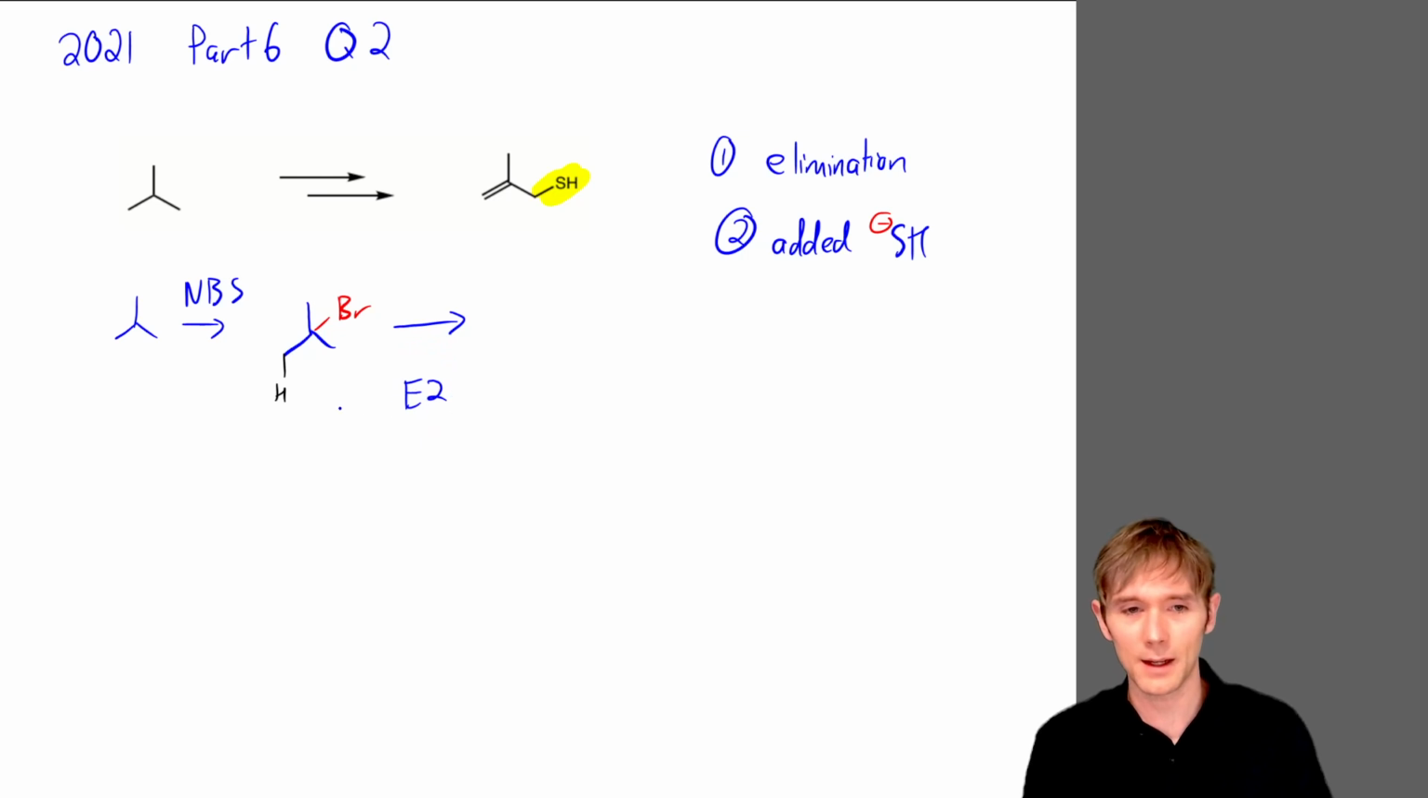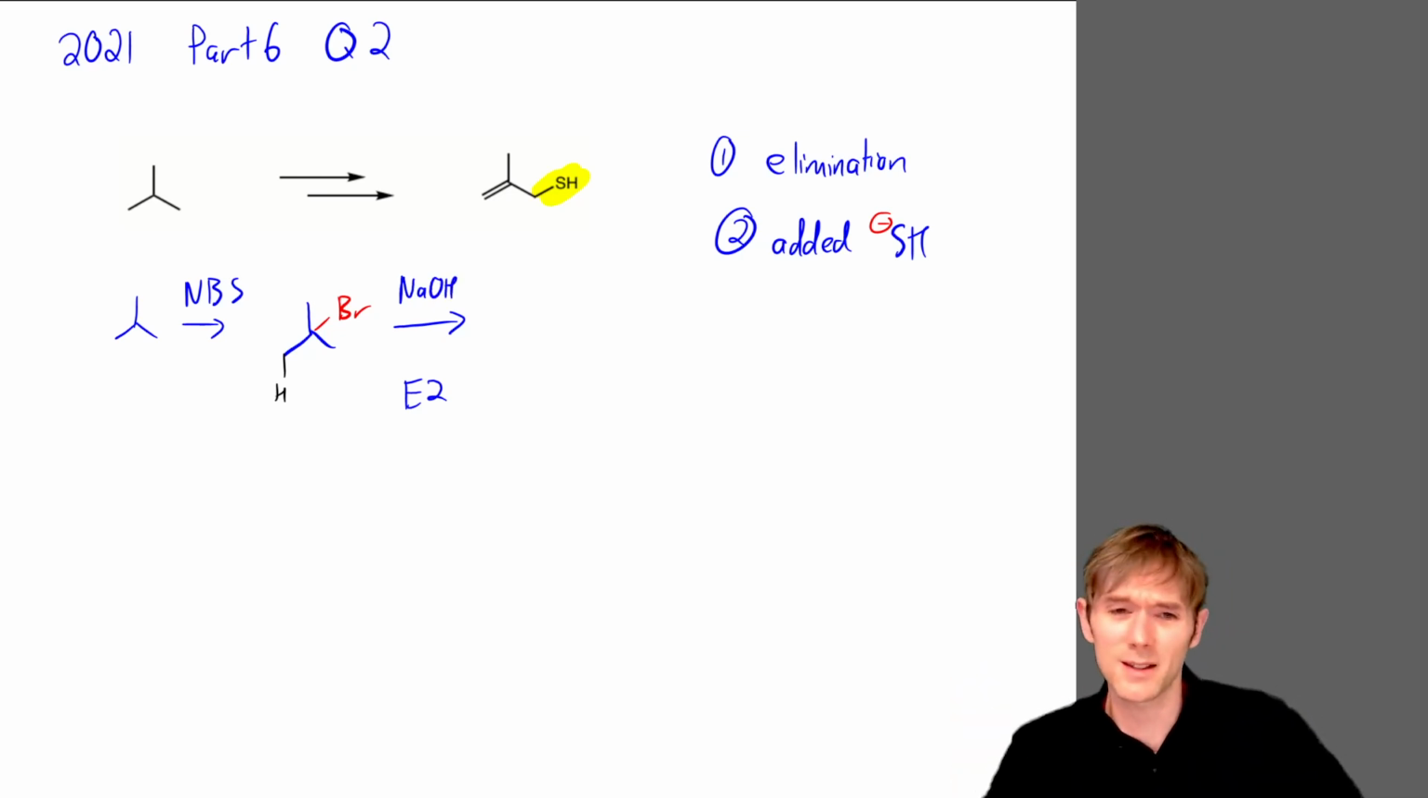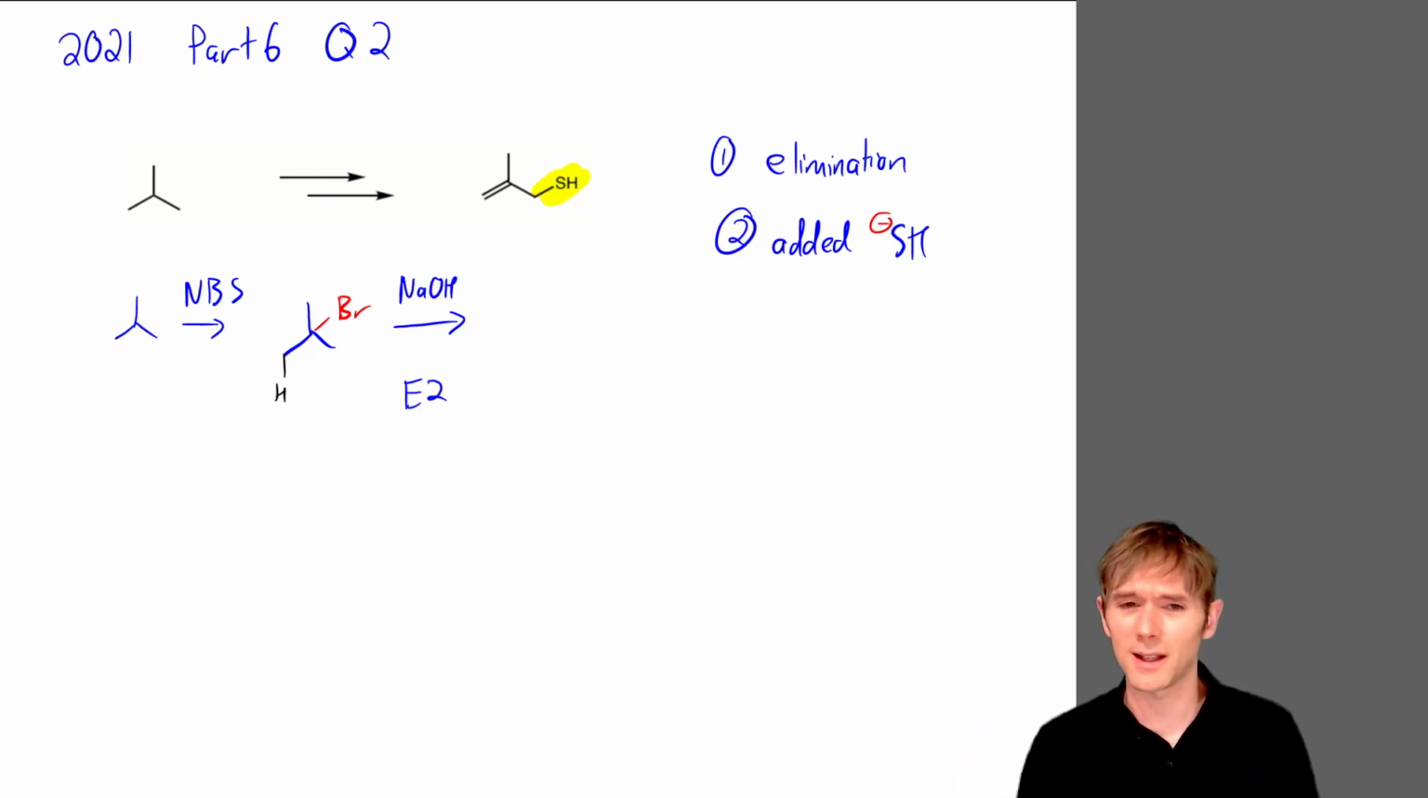So, which base do I want to use? Since this is tertiary, I can even use just sodium hydroxide. I don't have to be fancy here. I'm not going to have to worry about any SN2 side products. So sure, why not? I'm just going to use sodium hydroxide. If you used a stronger base, sodium amide or LDA, that's totally fine too. Any of those are good. And that's going to give us our structure here.